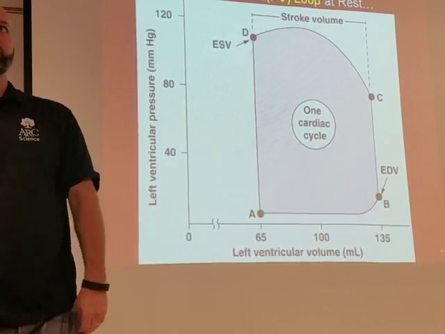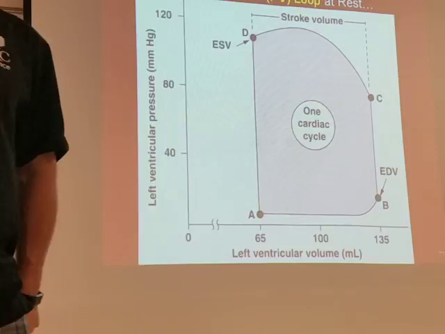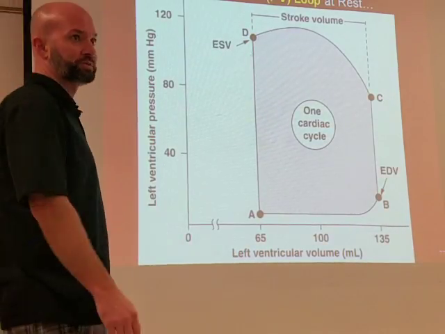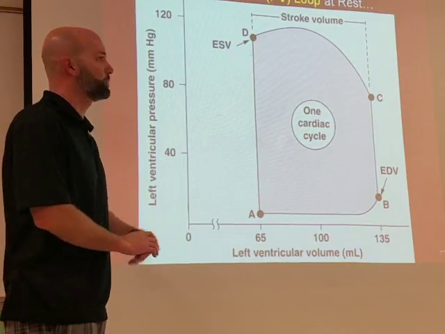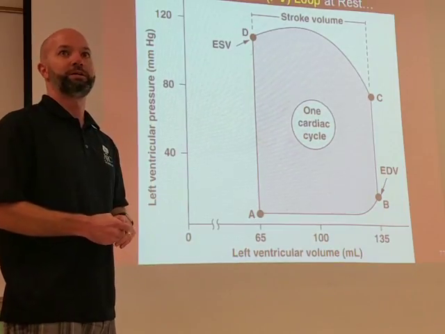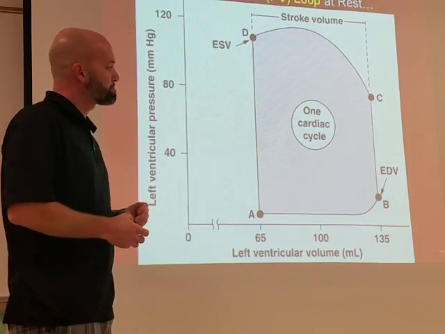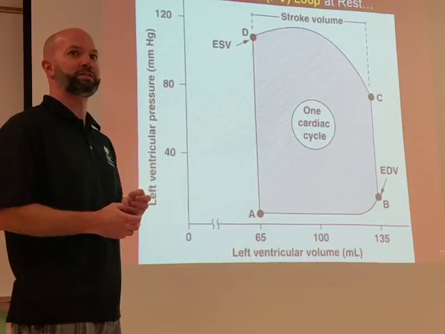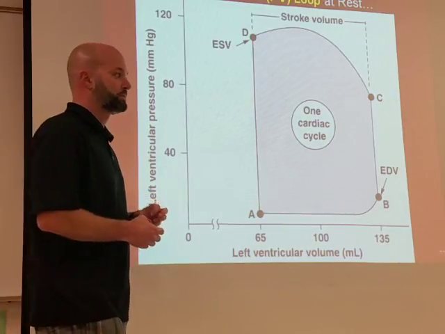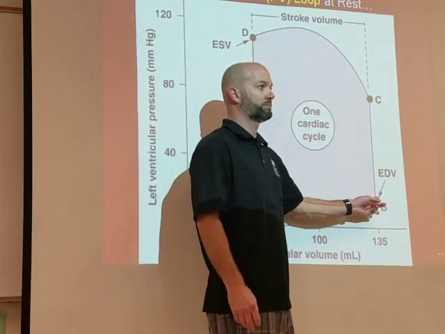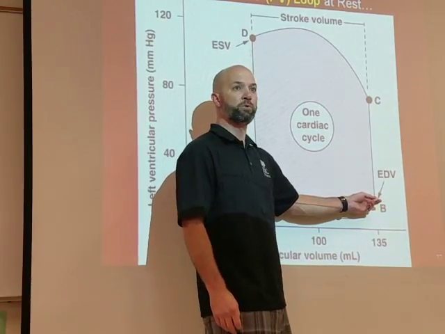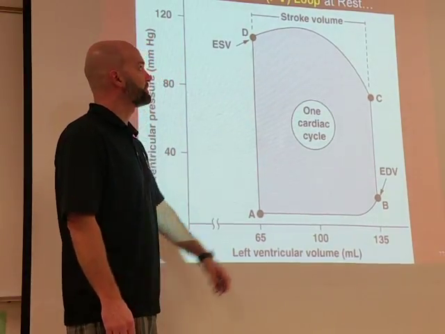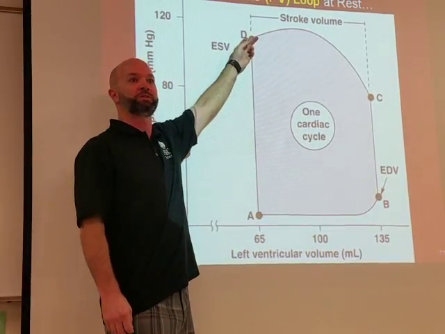Can you figure out on here where the first heart sound is occurring? Because you know where the valves are opening and closing, and that's what the sounds are based on. So what point represents first heart sound? B and D. B and D? What creates that sound? Closure of AV. So point B is the first heart sound. And the second heart sound? D. Closure of the semilunar.